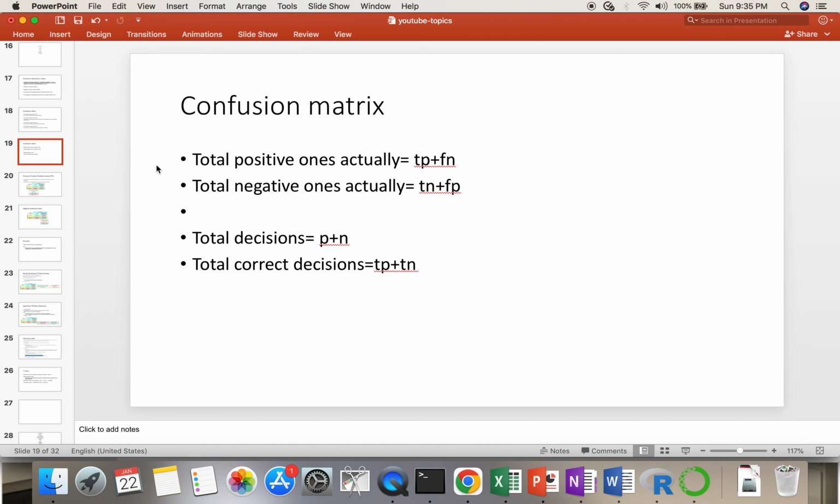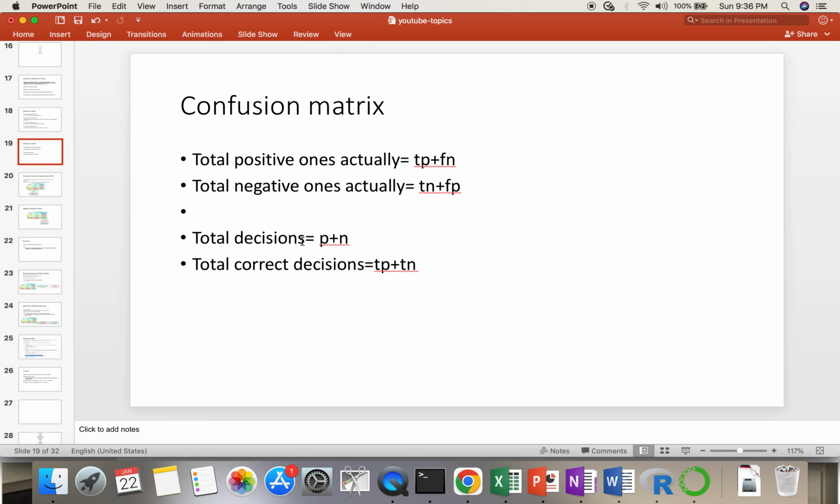Now the total positive ones will be the true positive cases, which are positive and that is true, and whatever you predicted as negative and they are false. So these are also positive cases in reality. So the total positive ones in reality are true positive plus false negatives. The total negative ones will be the true negatives, which are negative in reality. We predicted negative and they are true, which means they're really negative. And we predicted positive and they are false, which means they're actually negative. So true negative plus false positive. These are the total negative ones in reality.